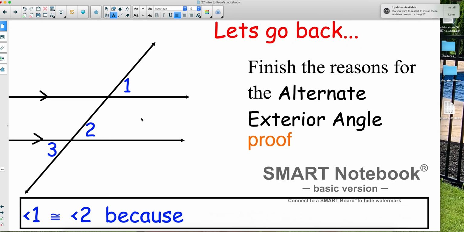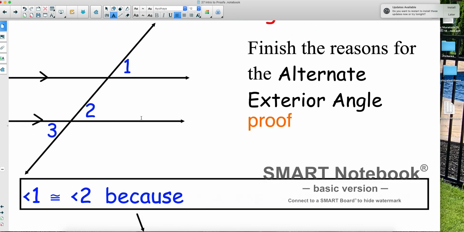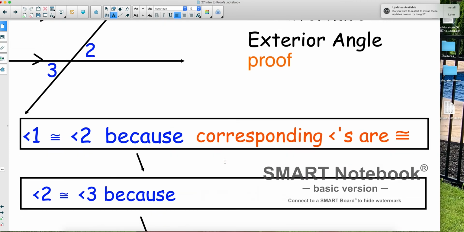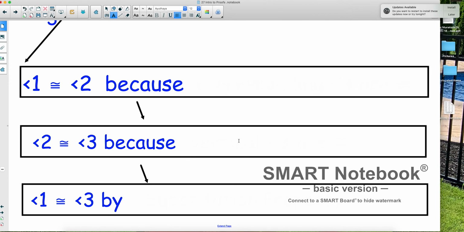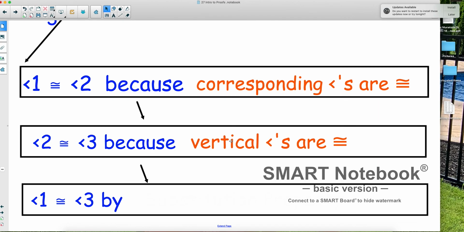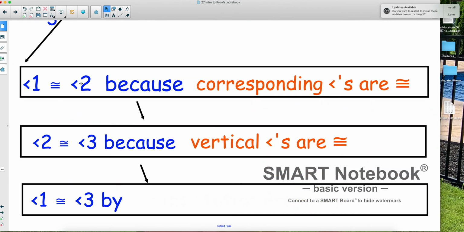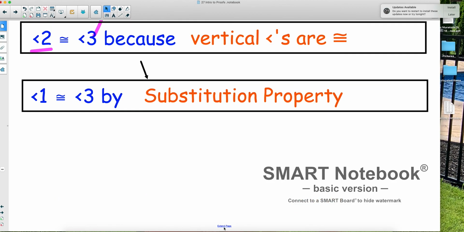So now going back, we can figure out how we had the alternate exterior angle proof from before. We said angle 1 is congruent to angle 2 because corresponding angles are congruent. We then said angle 2 is congruent to angle 3 because vertical angles are congruent. And then finally, angle 1 is congruent to angle 3 not because they're alternate exterior angles, but take a look. 1 is congruent to 2. 2 is congruent to 3. We're going to substitute, right? We're going to say angle 2 repeats, so we're going to plug in angle 3. So again, it could be substitution or transitive, but we always like substitution.